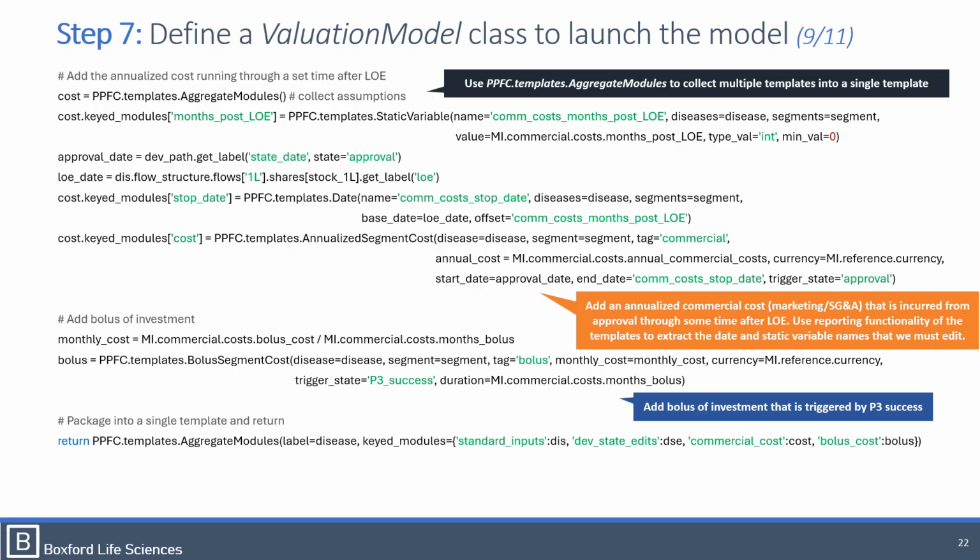So once we do this, we've now defined everything that's specific to that disease, and we use another one of these aggregate modules in order to collect it together. All the standard inputs around the disease, preference flows, access, volume, etc. Then we have the development state edits that describe how we're going to change our assumptions around peak share and gross to net based on whether we have a competitor or not. And then the two costs that we've defined, this annualized commercial cost and a bolus of investment at phase 3.